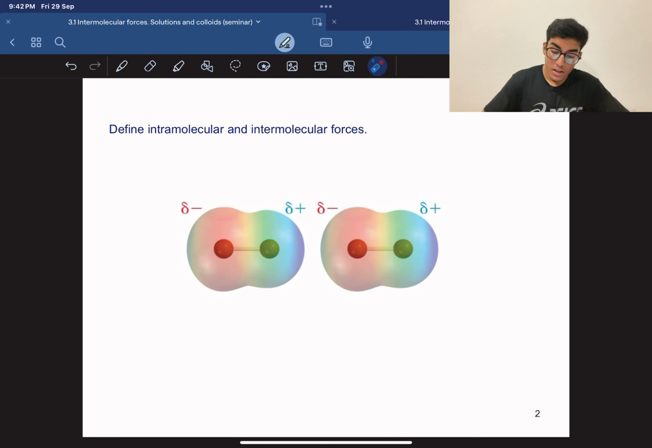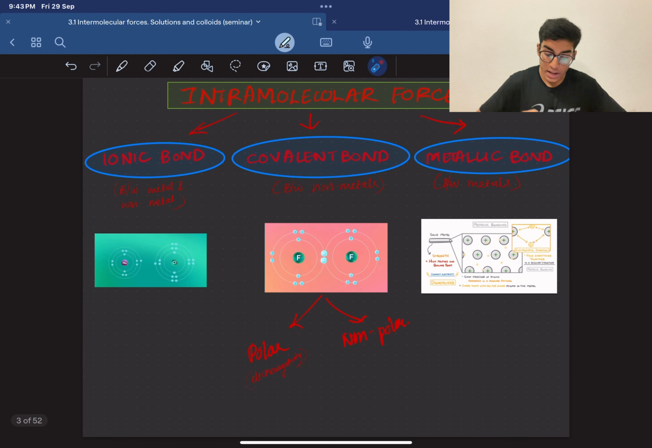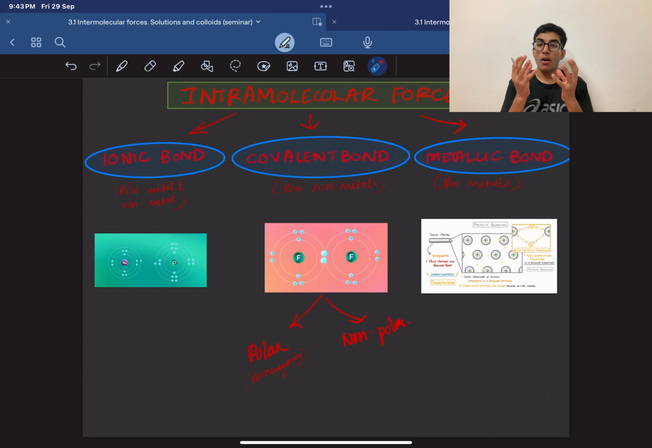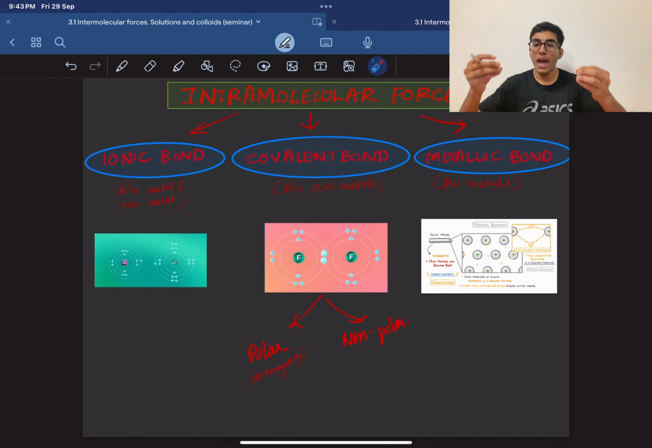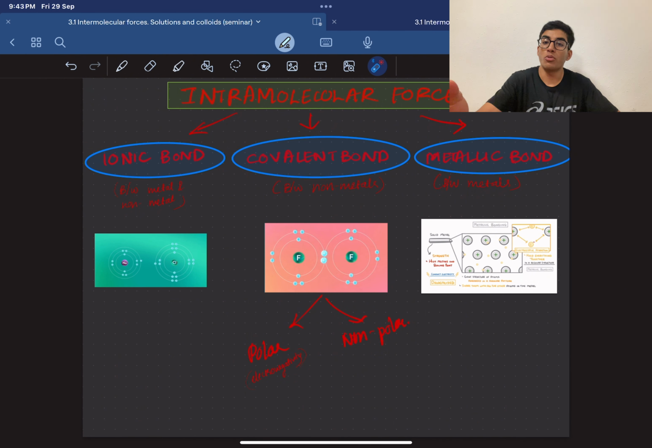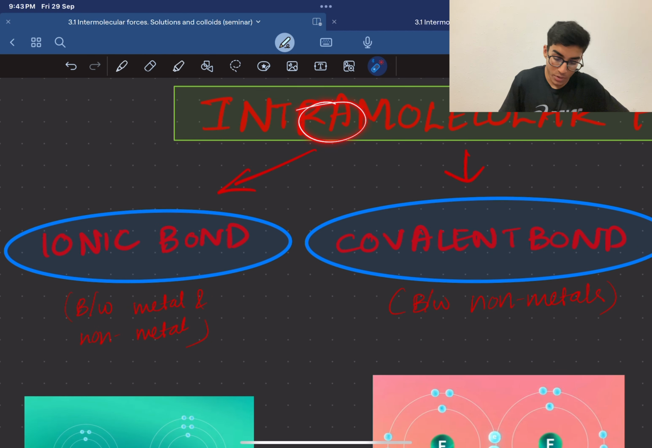Okay, so I have the whole slide ready over here. Let's start with intramolecular forces, which are the forces which form a molecule. A molecule is made of two or more atoms. So the forces which combine these two or more atoms are called intramolecular forces. Okay, let's get into it.